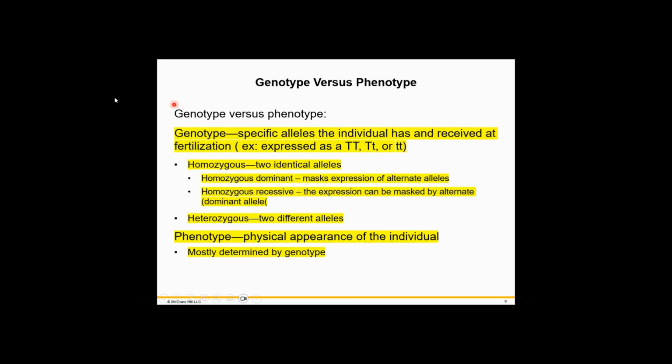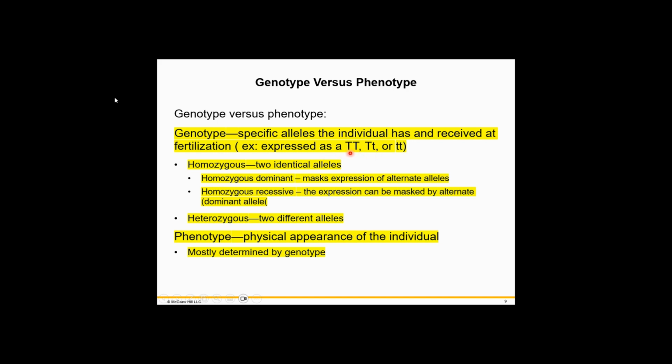These terms are going to be really important for you to even understand any of the concepts in this chapter. So we use this word genotype versus phenotype. Genotype is going to be the exact alleles, the specific alleles the individual has and received at fertilization. So it's going to be represented with 2 letters or 4 letters. If you want to write the genotype down, you would say this one is 2 capital T's or it is a capital T lowercase t.